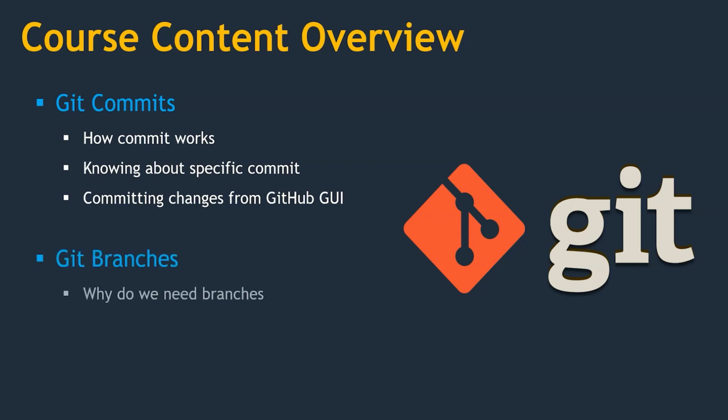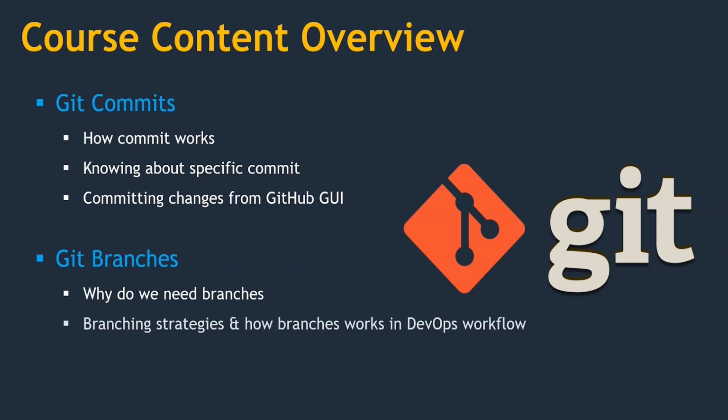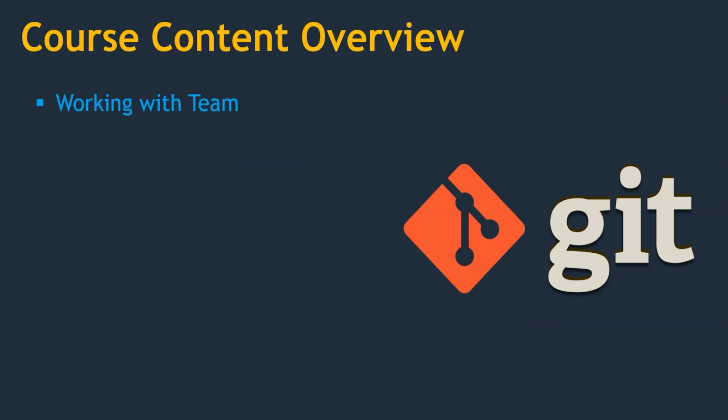Next, Git branches. Why do we need branches? Branching strategies and how branches work in the DevOps workflow. Committing changes on branches. Resolving merge conflicts. These we talk about in the Git branches module.